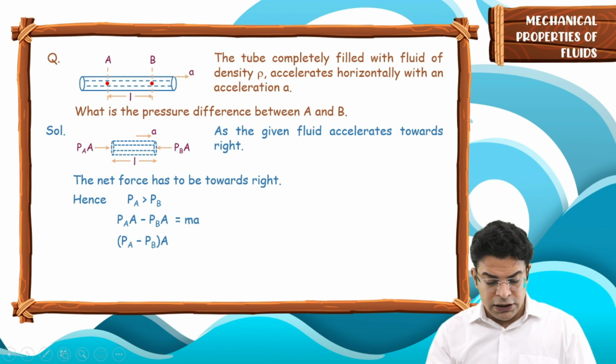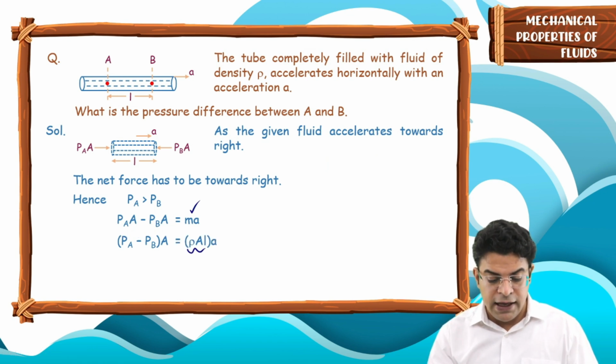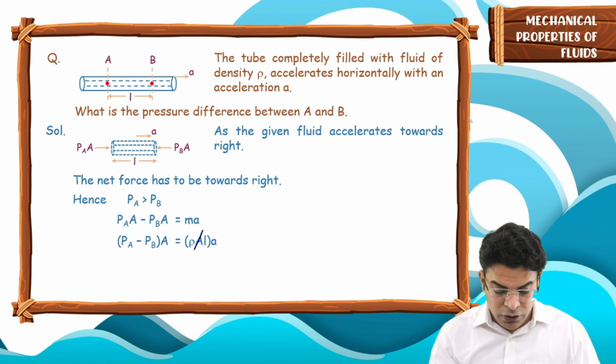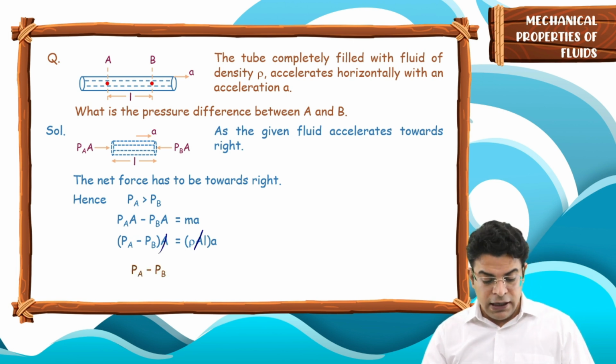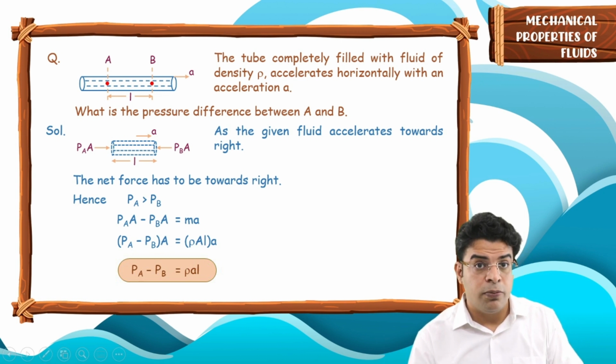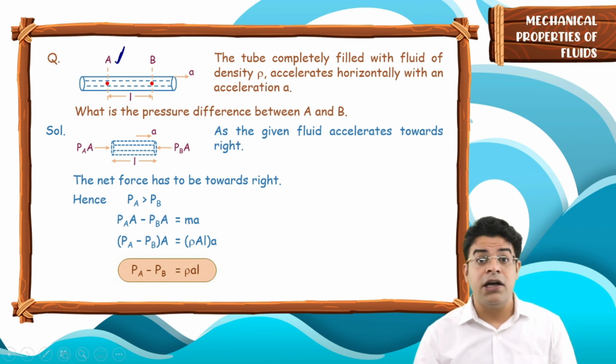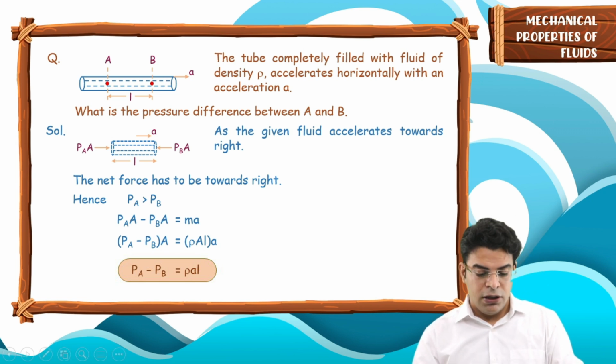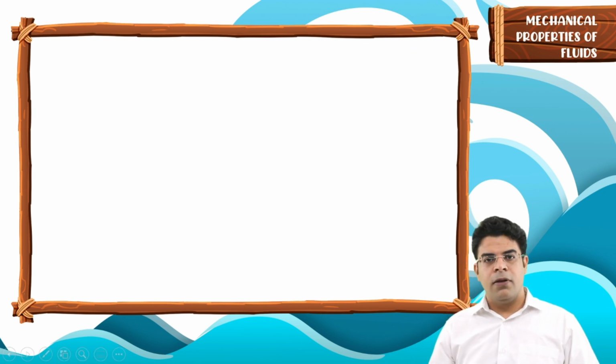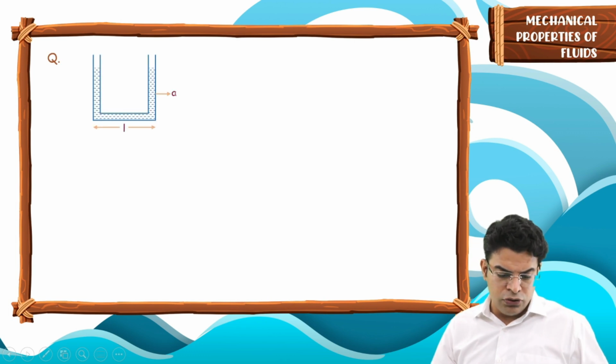Now in place of mass, you will substitute rho A L into a. Cancelling out A and A, you get delta P equals rho a L. This is the solution. So PA minus PB equals rho a L. The pressure on the left hand side comes out to be higher. So let's move on. Now the question.